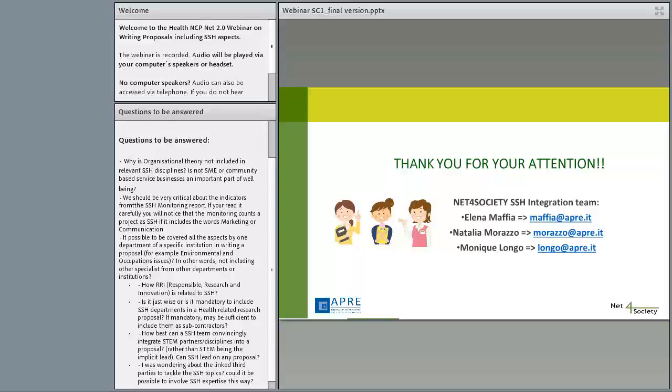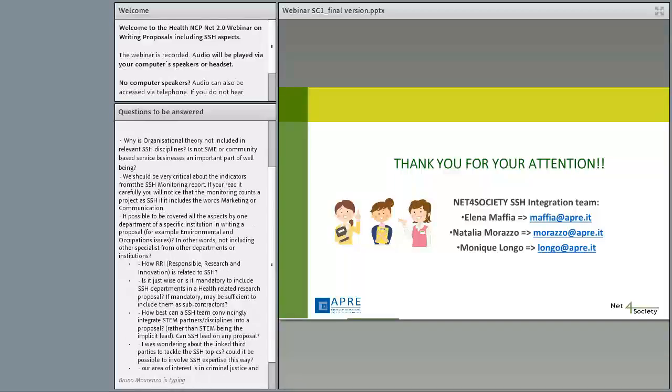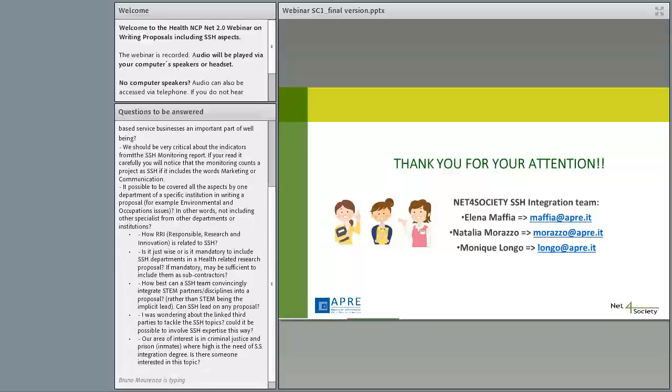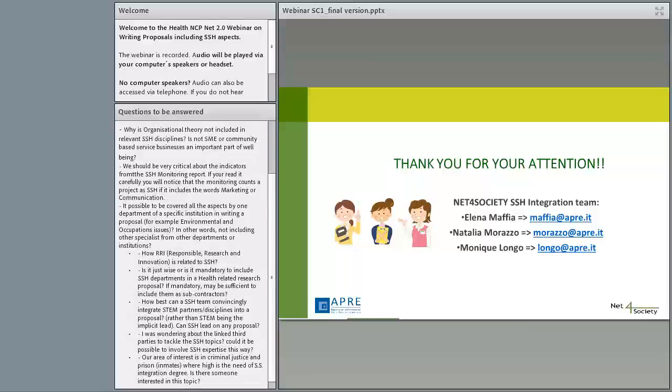But it's not a general rule. This cannot be a general rule, because the linked third party is something too specific for each institution and for each organization. So it's not a common rule. You can choose it if you think that it can be a good solution for your proposal, for your consortium, or not. But it's up to you.